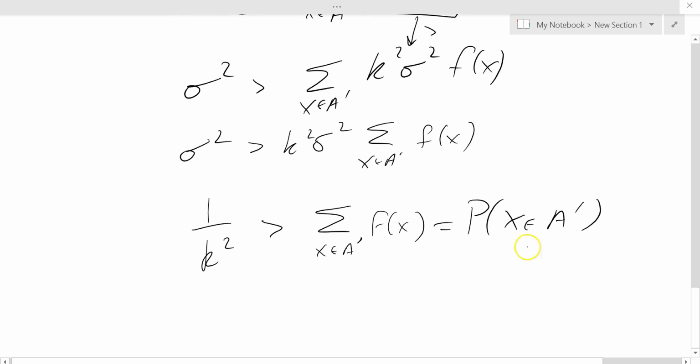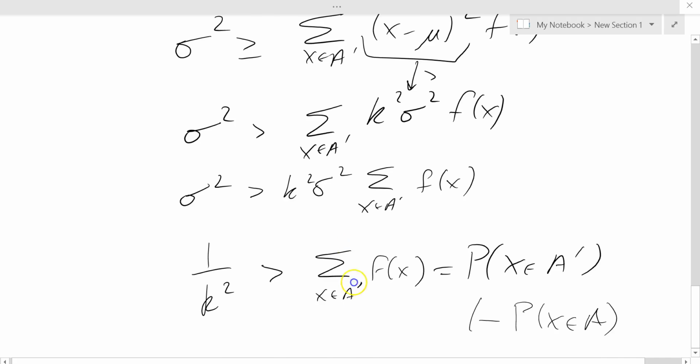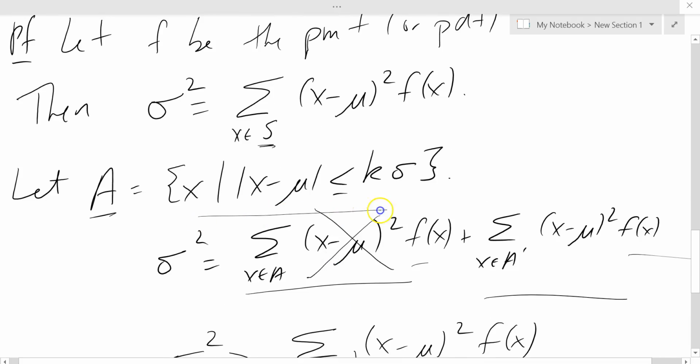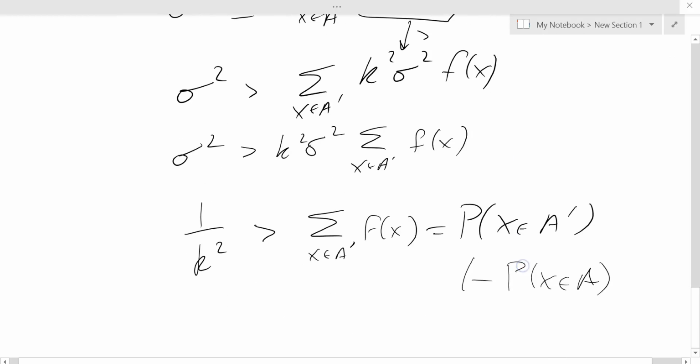So now if we rearrange, you just told me this is 1 minus something, right? That'd be 1 minus the probability that x is in A. And then, how did I define A? That was this up here, wasn't it? So we'll get the probability that the absolute value of x minus mu is less than or equal to k sigma is greater than 1 minus 1 over k squared.